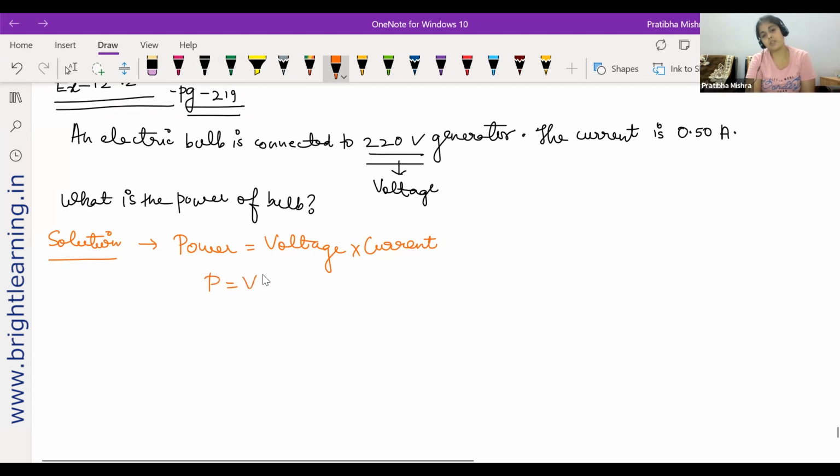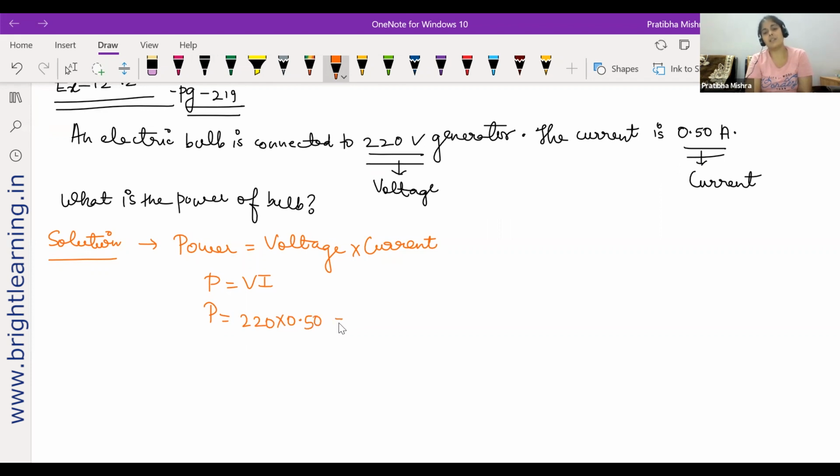P is equal to V into I. P is power. You are supposed to find out power. Voltage, so you can write down the given things. Right now I'm just making sure that you understand it. This is your current. V is nothing but your 220 and I is 0.50.